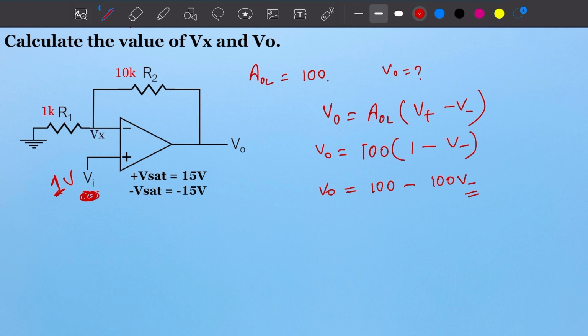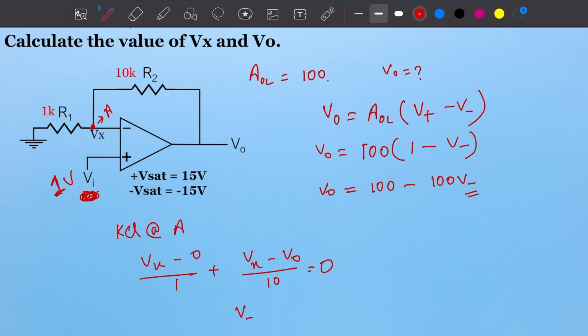Here V minus is unknown, so we need to calculate V minus. How will we get V minus? At this point, the value of voltage is V minus or Vx. We call this point A. Applying KCL at point A, we get (Vx minus 0) by 1 plus (Vx minus V0) by 10 equal to 0. From here we can write V minus equal to Vx equal to V0 by 11.